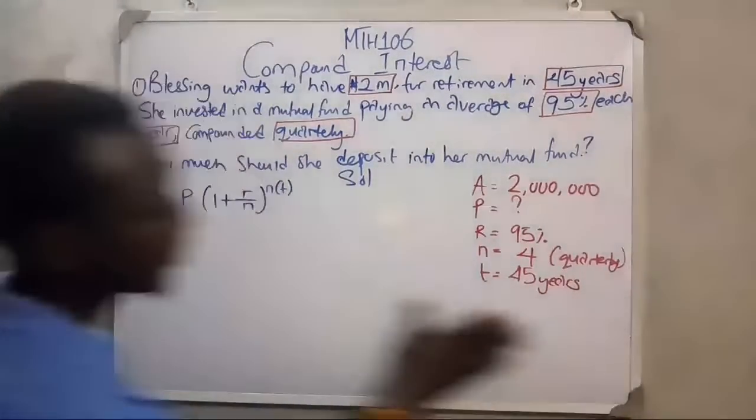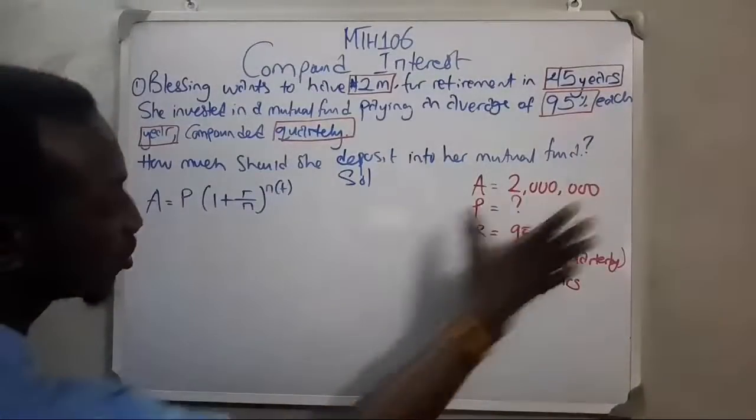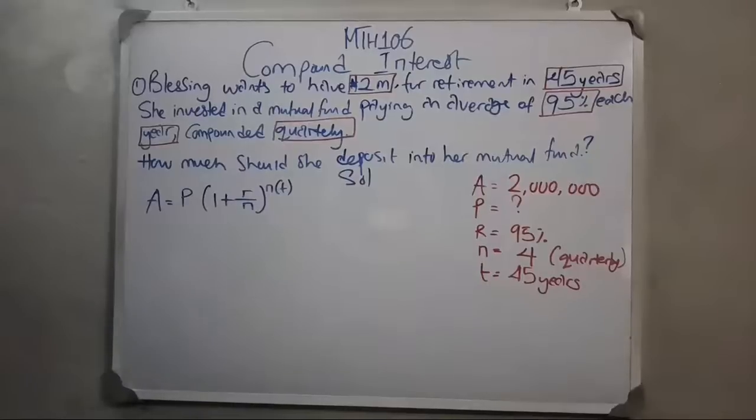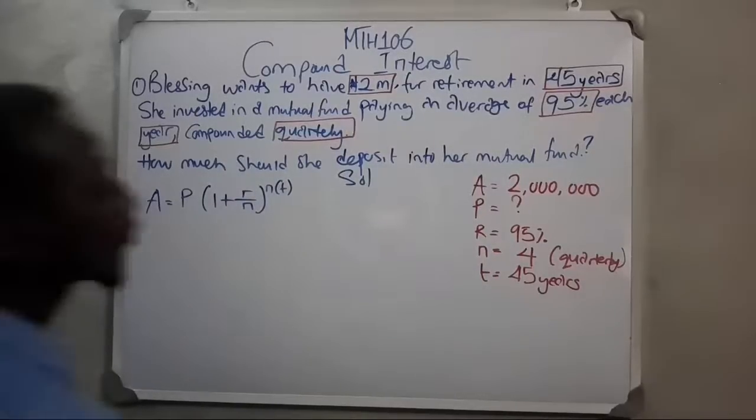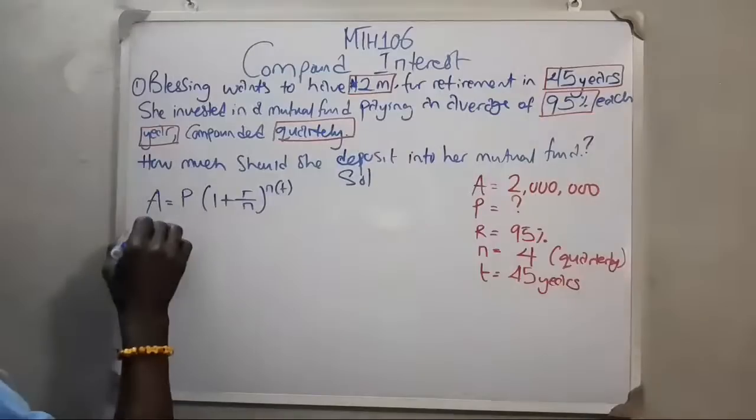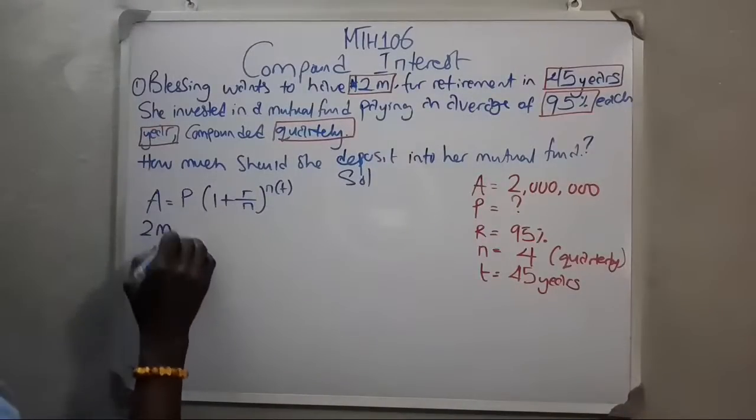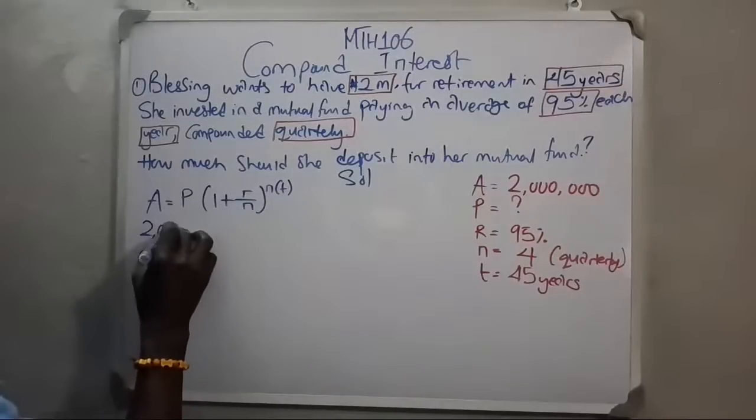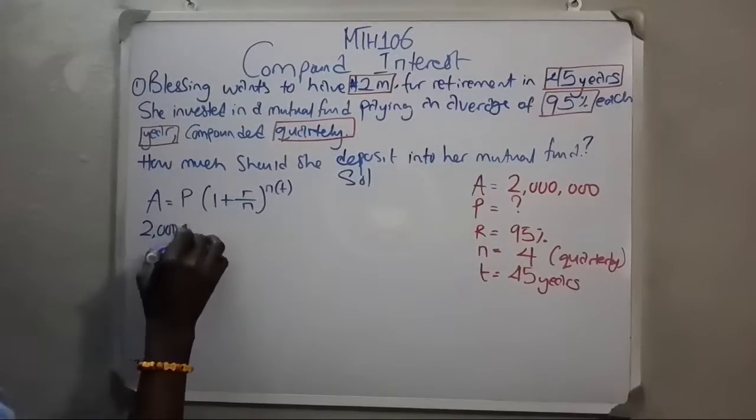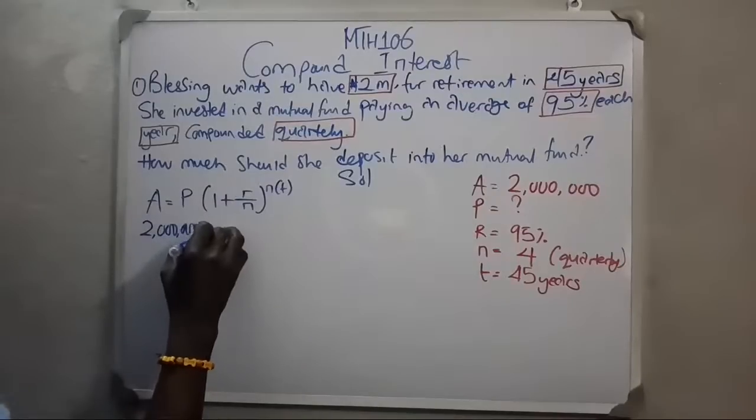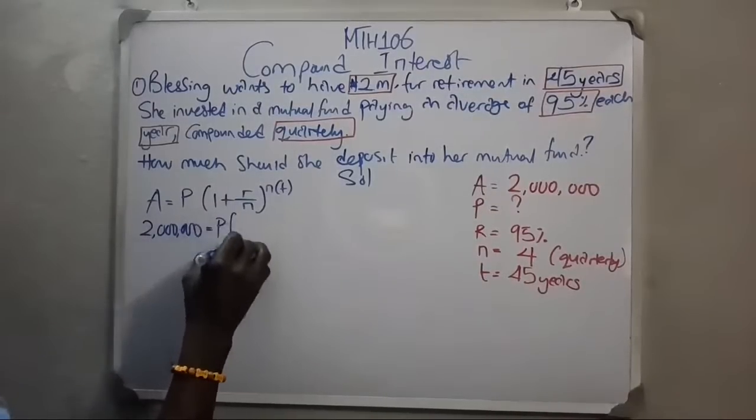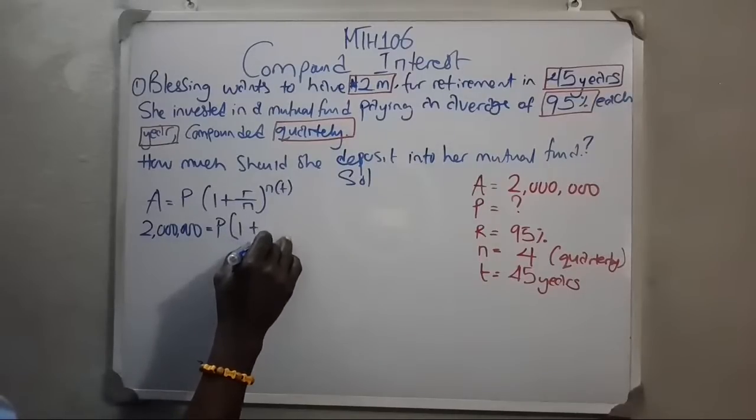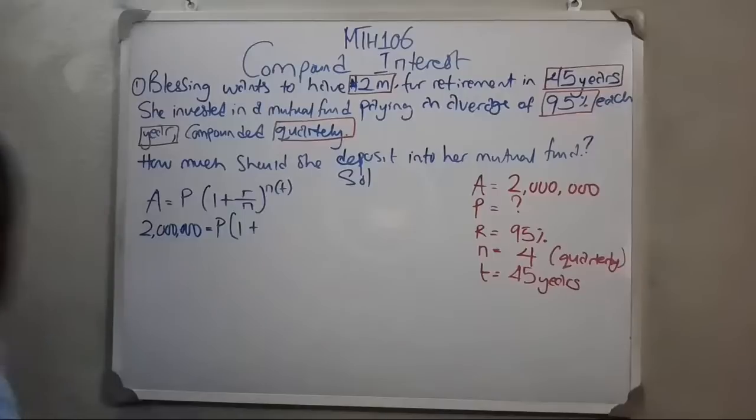Okay, so we've been able to plug in everything. Now let's begin to put this into the formula. So we have A as 2 million, let me write it completely, 2 million, equals P, which we don't know, times 1 plus R, that's 95%.